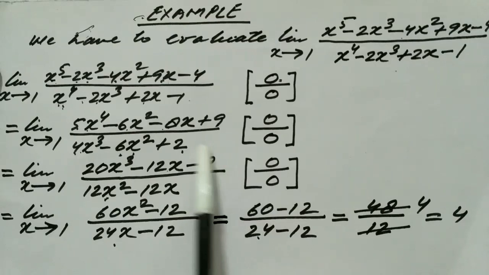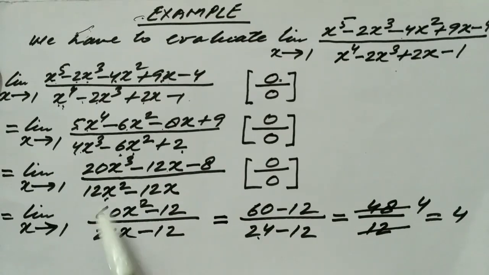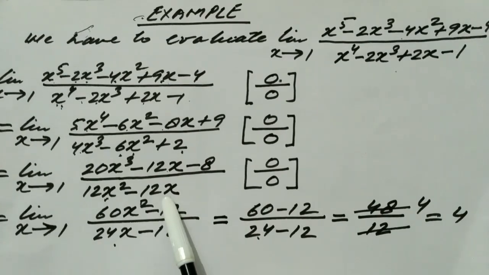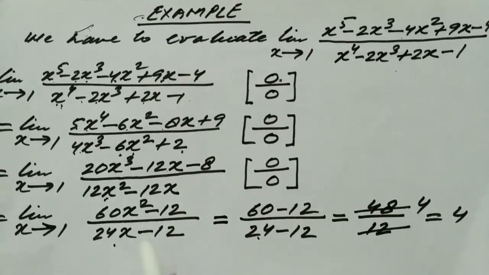So we have to differentiate once again the numerator. The first term is 20x cube, and its differential is 60x square, and minus 12x, whose differential is minus 12. So in the numerator we have 60x square minus 12, and in the denominator, if we differentiate 12x square, the differential is 24x, and the next term is minus 12x, whose differential is minus 12.